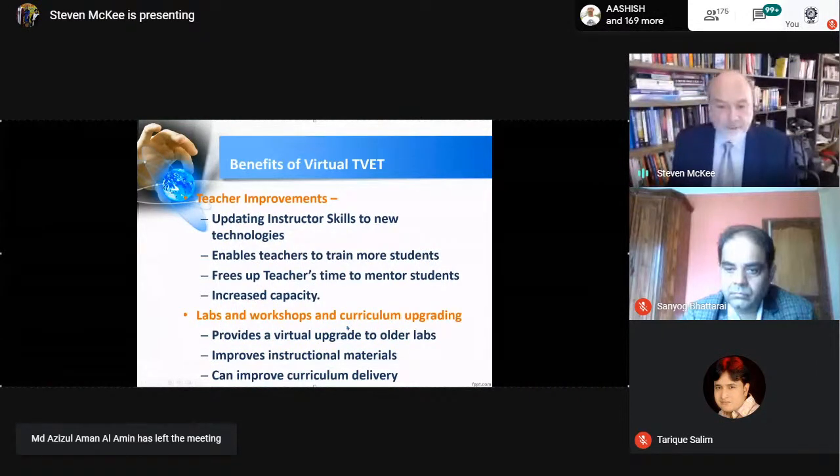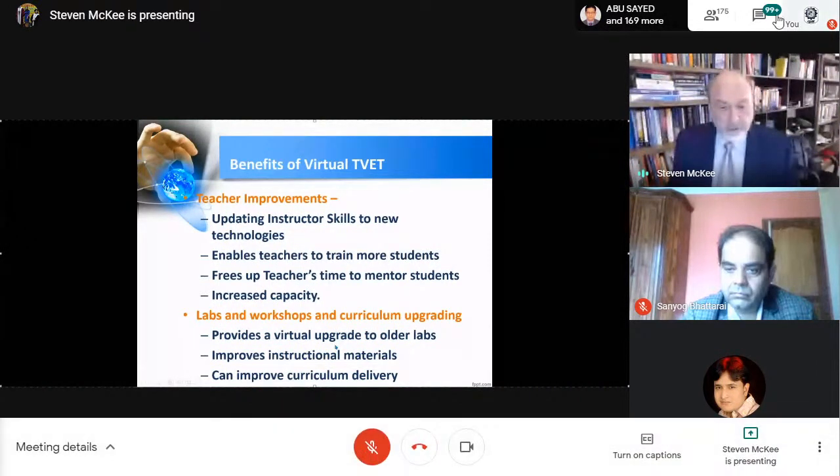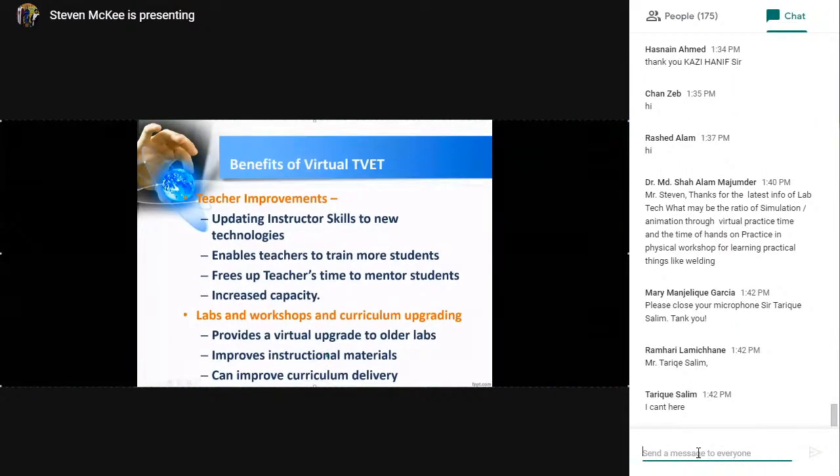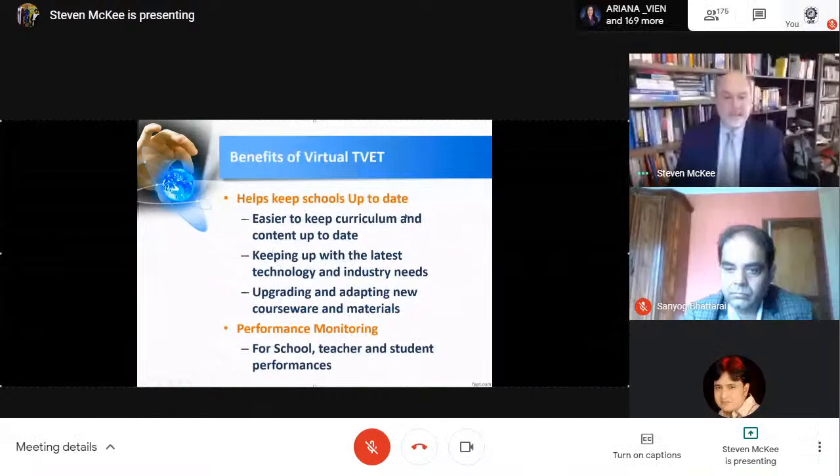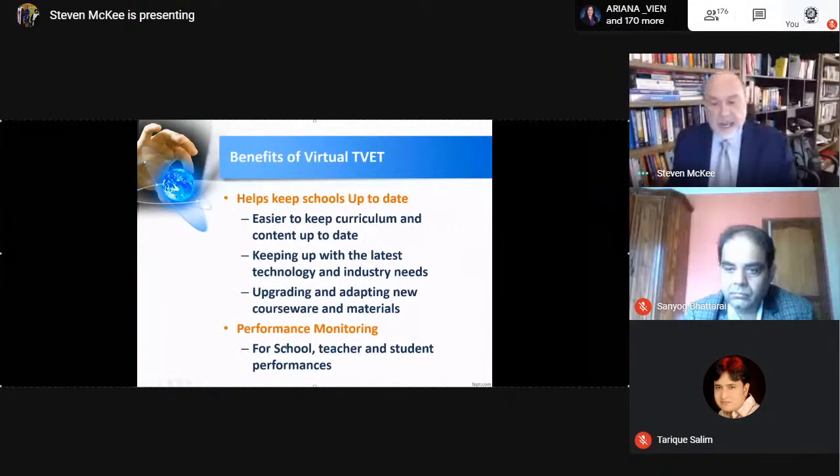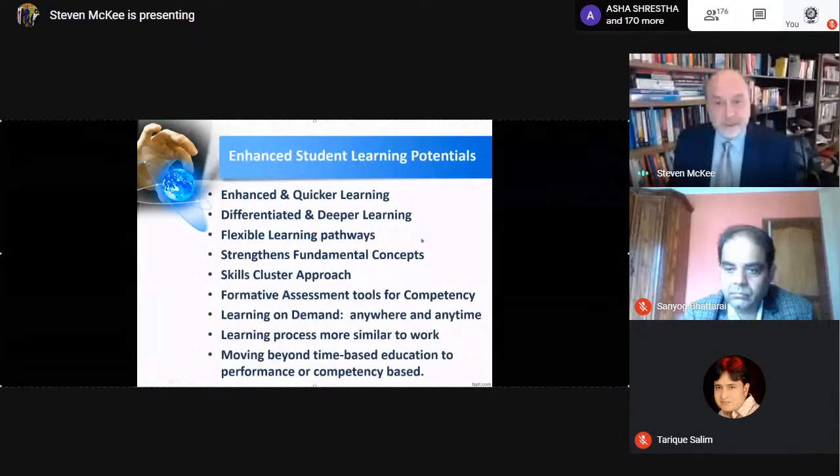The labs and the workshops, this provides a virtual upgrade and also upgrade to the curriculum. And this therefore keeps your schools up to date, and it helps you with performance monitoring because there's feedback about grades and assessments and things like that.